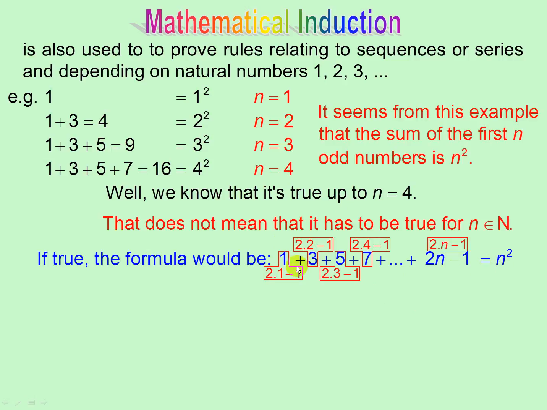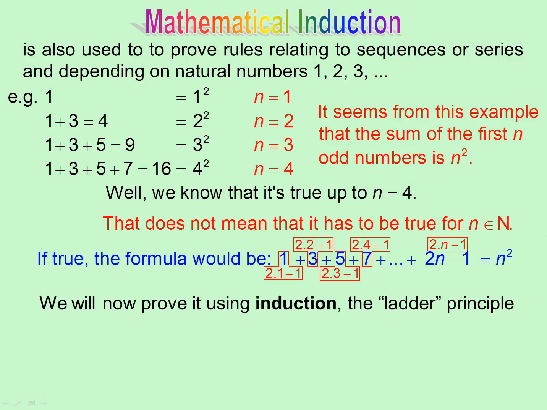Twice 1 minus 1, twice 2 minus 1, twice 3 minus 1, twice 4 minus 1, therefore twice n minus 1. Now that's not part of the proof, that's just showing the pattern, and there's the general formula, the general term. I'm sure you know how to find the general term of a mathematical sequence or series, and n squared being the square of the number of terms. So that's what we're going to try to prove.